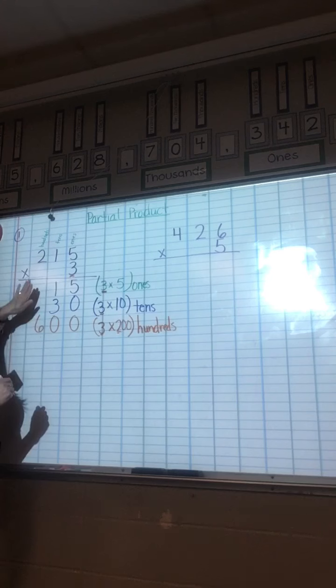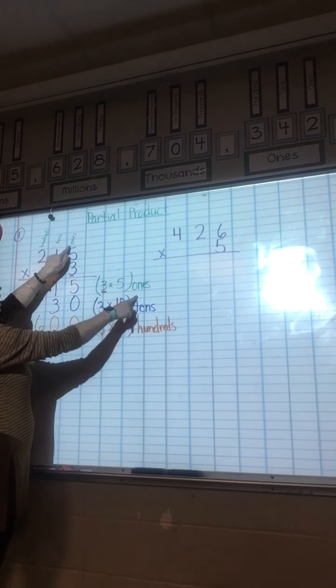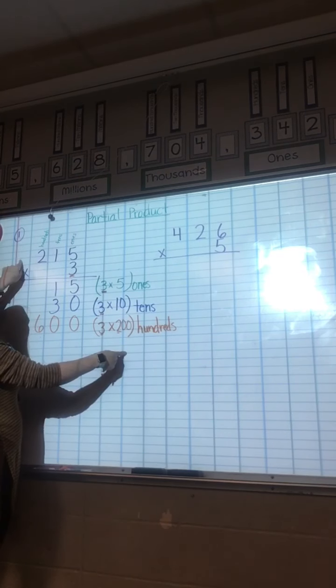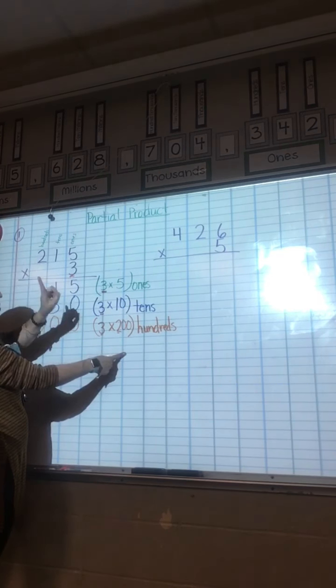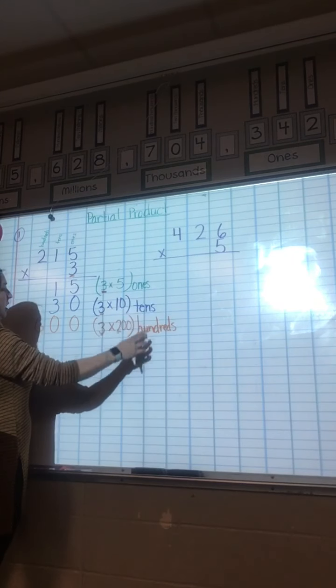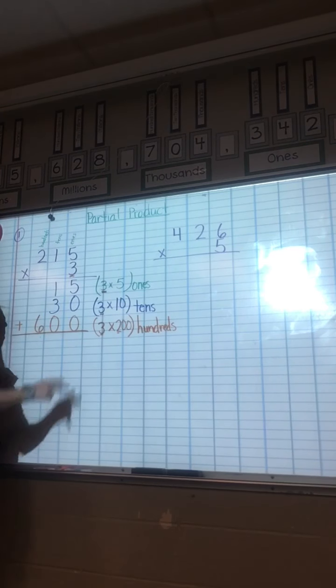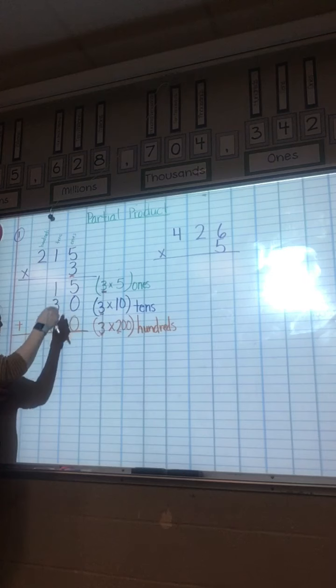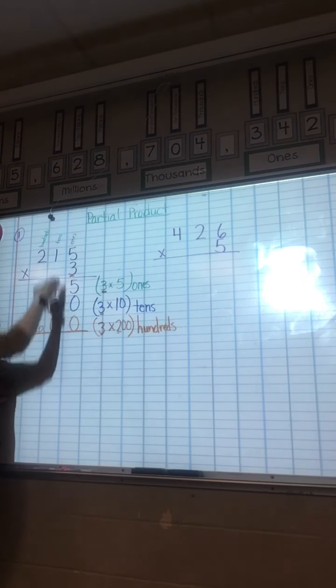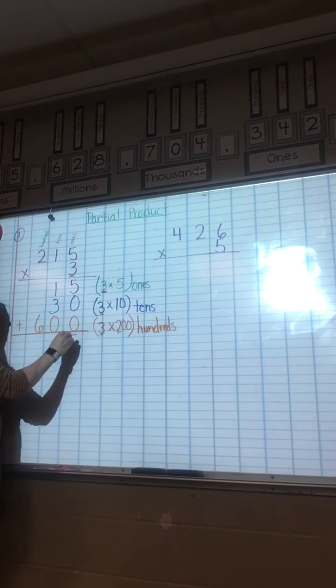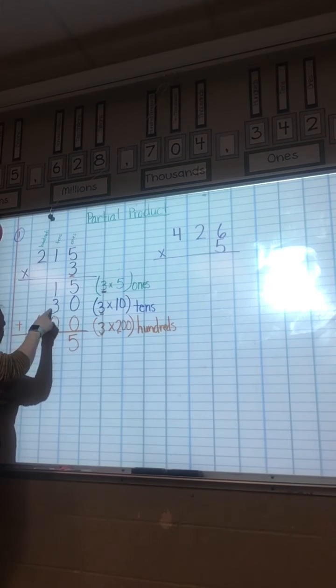So I have my ones, I have my tens, I have my hundreds. Do I have a thousands? Nope. So am I all done? Almost. Now that I have my ones, tens, and hundreds with my partial product, I need to add those all together, okay? So 15 and 30 and 600, but I'm going to go one place value at a time. So I'm going to go 5 plus 0 is still 5. 1 plus 3 is 4, plus 0 is still 4.